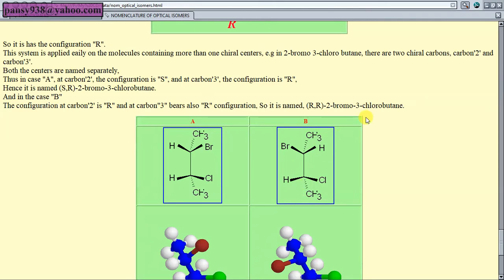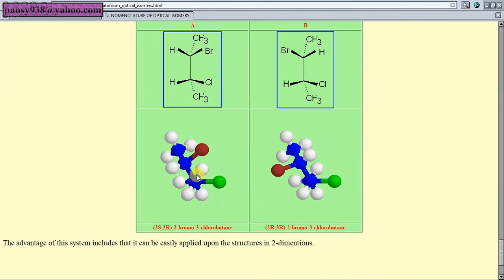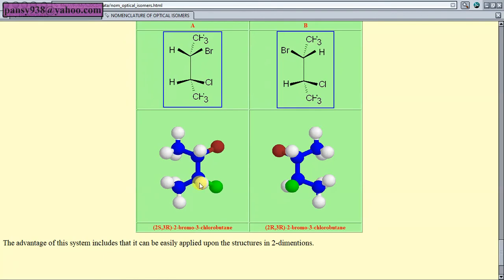We have two isomers of this compound. This is a diastereomer series. You see that one of them is the mirror image. The upper side of the compound is a mirror image, but the lower side is not the mirror image, and such isomers are called diastereomers of each other.